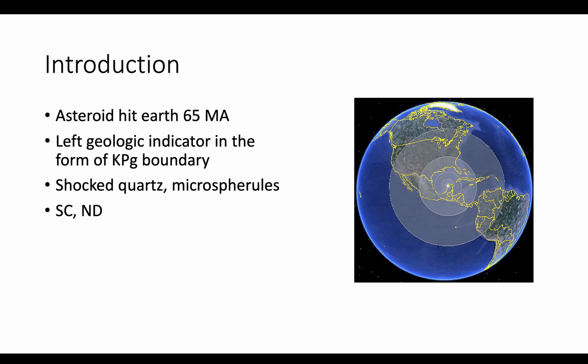We also see microspherules. When all this dust and ash and rock is kicked up into the atmosphere, it's very hot and basically liquid. When it starts falling back down to Earth, it starts to cool and it's spinning, so it cools in the form of a little sphere. So that's what microspherules are.